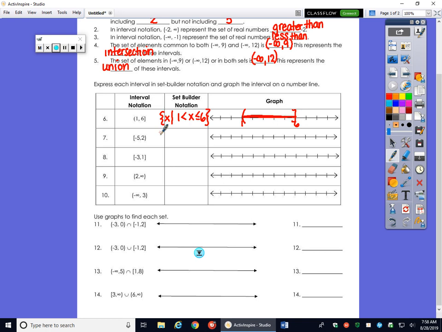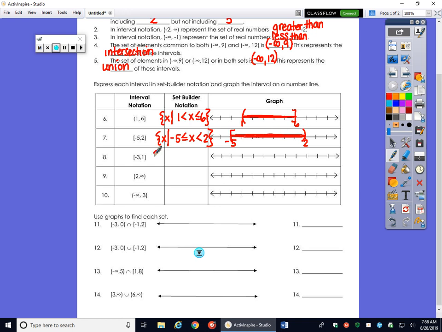-5 to 2, again, little squiggly bracket, which is a brace, X such that you want to go from -5 to 2, and we are including -5 because of the bracket, and we are not including 2. So -5 less than or equal to X less than 2. So if I put -5 here, I'm going to do a bracket. This would be 2, parentheses, and we want everything in between.